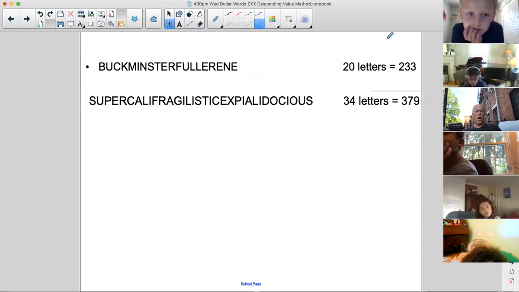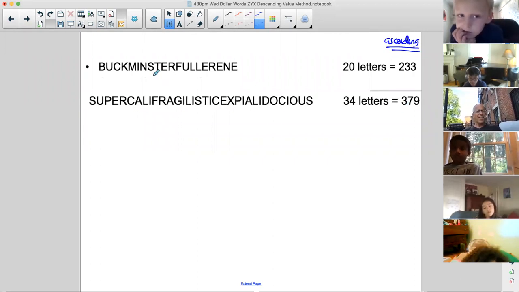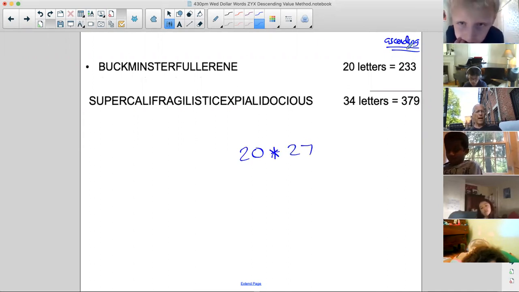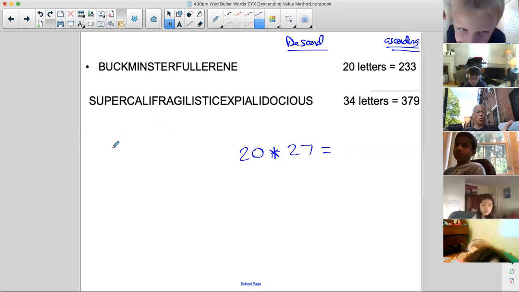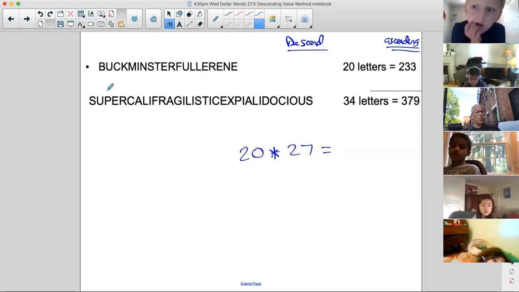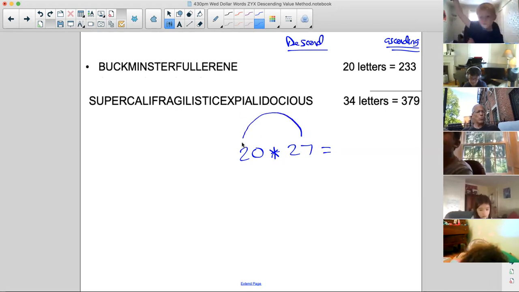So actually, the truth is, I made a mistake here. These values are the values I got under the ascending value. Now, you can work on this one, Mark, but everybody, if Buckminster Fullerene has 20 letters, who can do 20 times 27? We're going to figure out the descending value without doing much work at all. Who can do 20 times 27? Don't call it out, please. Think of 27 times 2 and then tack on a 0. Kind of a clue.